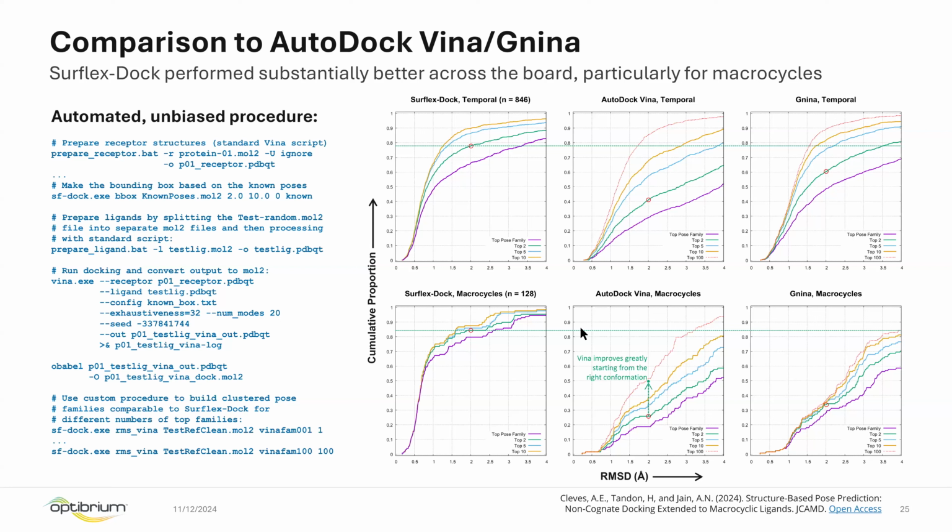For macrocycles, the story is very grim. The folks with Vina published a paper that we cite in our paper on docking macrocycles. So Vina is supposed to be able to deal with macrocycles using the procedure that we used, but it only gets about 25% correct. Nina about 33% correct, compared to roughly 80% for Surflex-Dock.